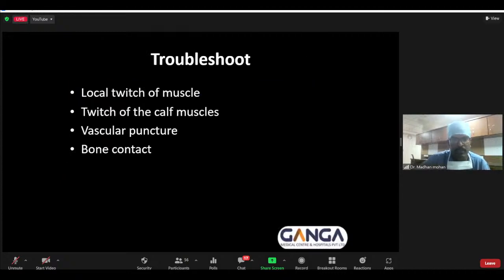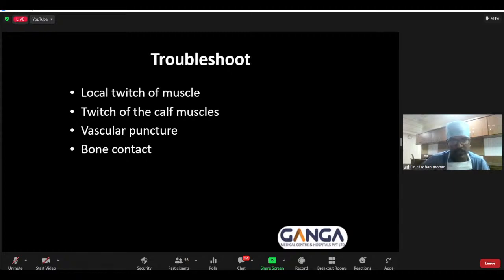Troubleshooting while doing this block. Suppose you are getting a local twitch of the muscle, either of semitendinosus, semimembranosus, or biceps femoris. That means you are either too medial or too lateral. In that case, just withdraw the needle and redirect accordingly. If you are getting a twitch of semimembranosus or semitendinosus, your needle is too medial. If you are getting a twitch of biceps femoris, your needle is too lateral. So withdraw the needle and redirect accordingly.